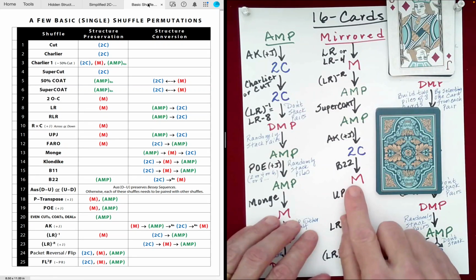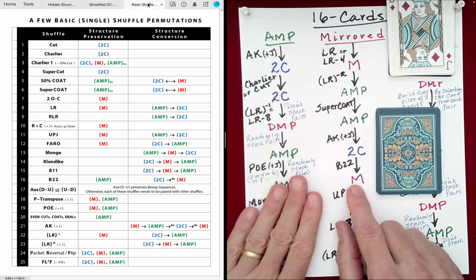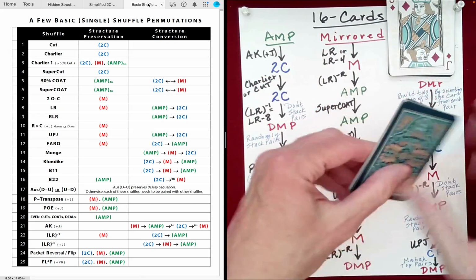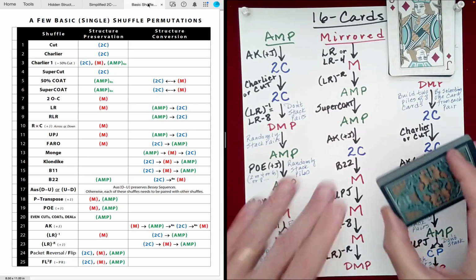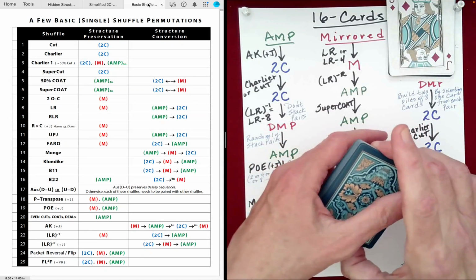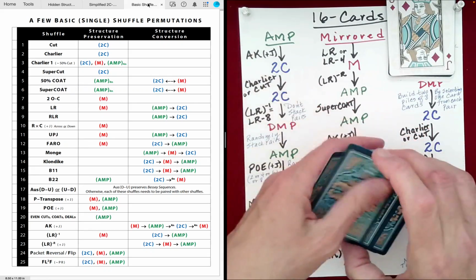Now, I do need to point out something special here. So if you look at line 16, the table on the left, the Bessie 2-2, it will convert a 2-cycle to a mirrored structure only if you have a multiple of 4 cards, which we do here, right? So this is wonderful. So what we can do is, so Bessie 1, 2, 2, remember, is where you take the top card off. You do that kind of like twice. So you go 1, 2 from the top.